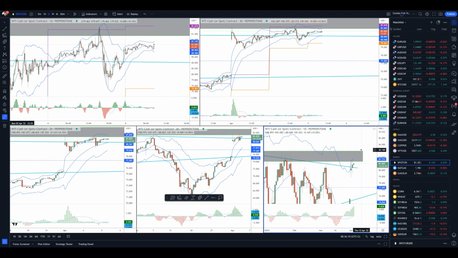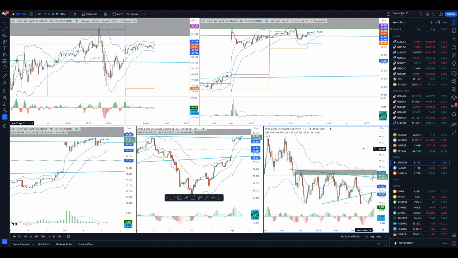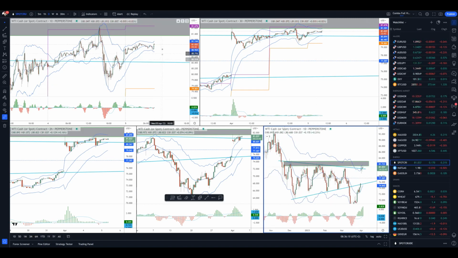Only if the market can literally clear the 83 area and hold above, then it can open the door for higher prices, maybe even to the 90 area, 93 area. So at this stage, it's just to see how the price action will react around this key resistance zone in order to confirm the further direction.